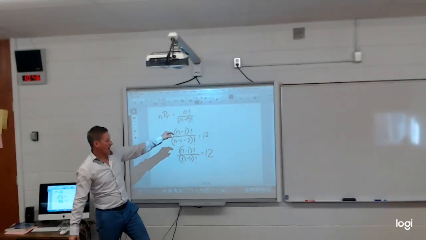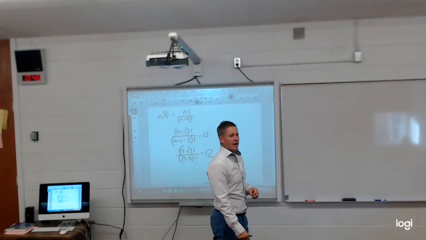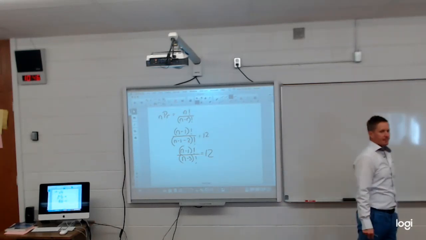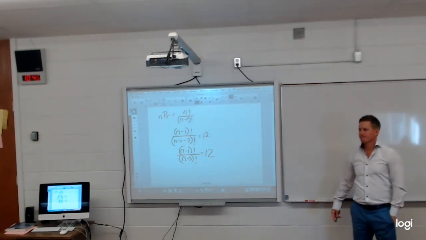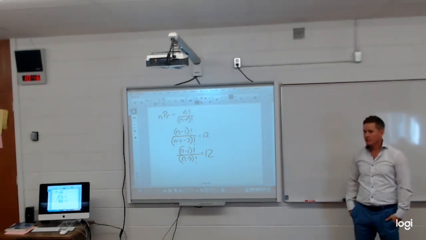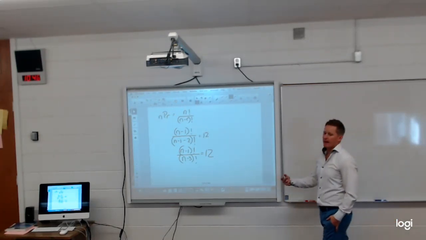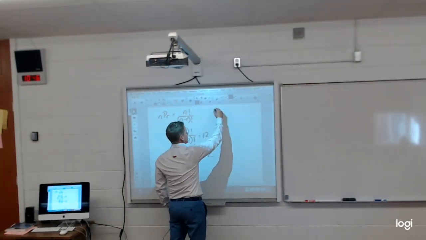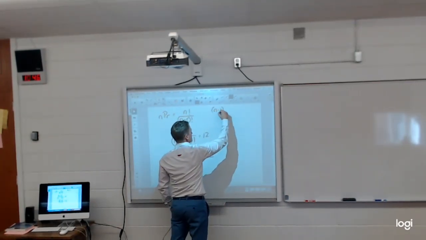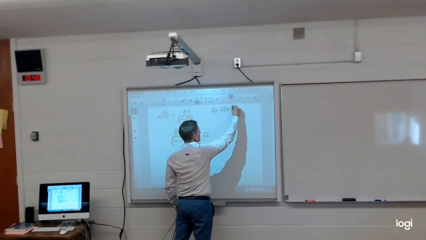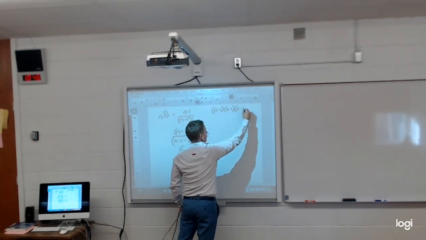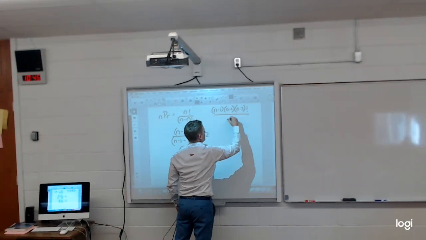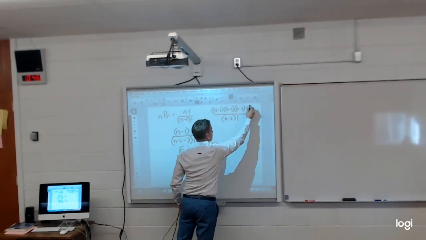Which one's larger, n minus 1 factorial or n minus 3 factorial? N minus 1 is larger. Okay, so let's expand that one out then. To expand it out, I have n minus 1 times n minus 2 times n minus 3 factorial over n minus 3 factorial equals 12.